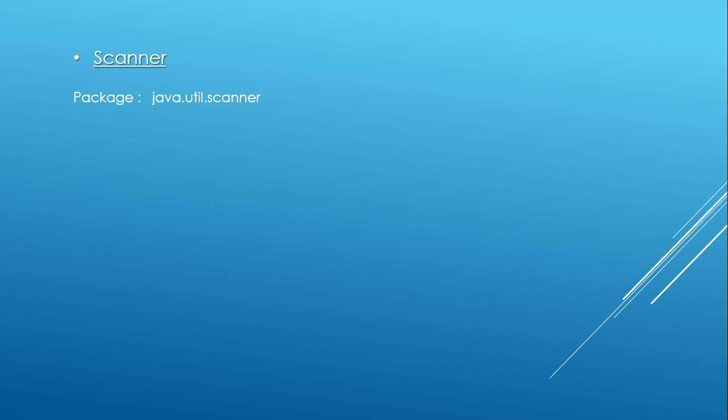Now scanner, same. At first we need to know in which package scanner belongs. So scanner belongs to the java.util package. So if we want to use a scanner in our program, then we need to include this package. Second, declaration. How we can declare scanner, or create an instance of scanner. So Scanner object name equal to new Scanner(System.in).